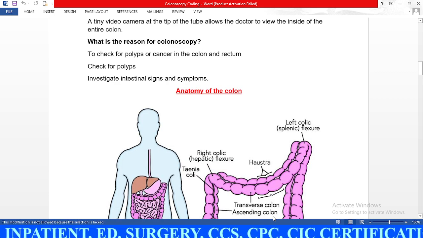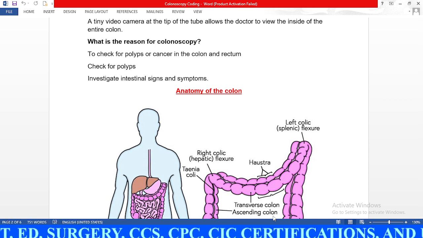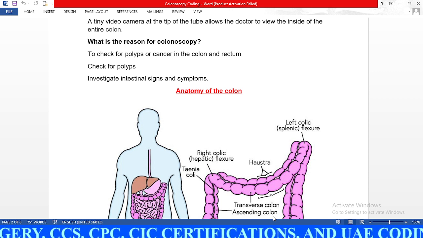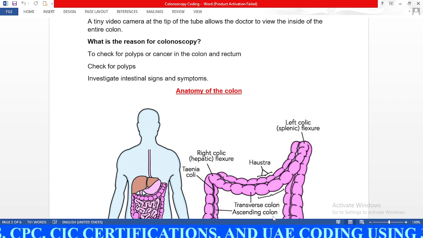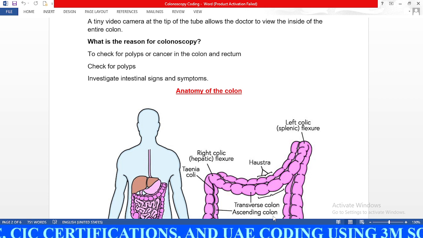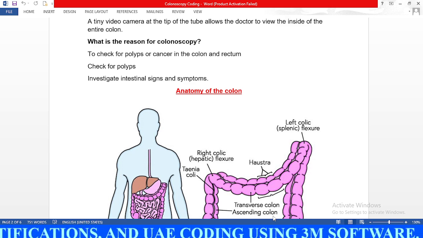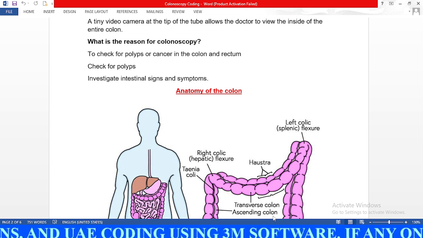Next, what is the reason for colonoscopy? As we have discussed previously, we will perform colonoscopy in order to check for polyps or cancer in the colon and rectum, and also in order to investigate intestinal signs and symptoms, the physician will perform colonoscopy.